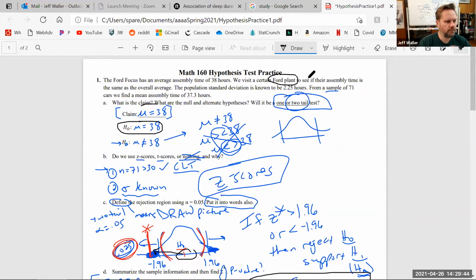What does that mean about this Ford plant? How are they doing? That's evidence that they're doing what? We just showed evidence that their assembly time is not 38. In fact, we showed evidence that their assembly time is less than 38. Are you with me? So are they doing better or worse? Better. So their assembly time is better than average.